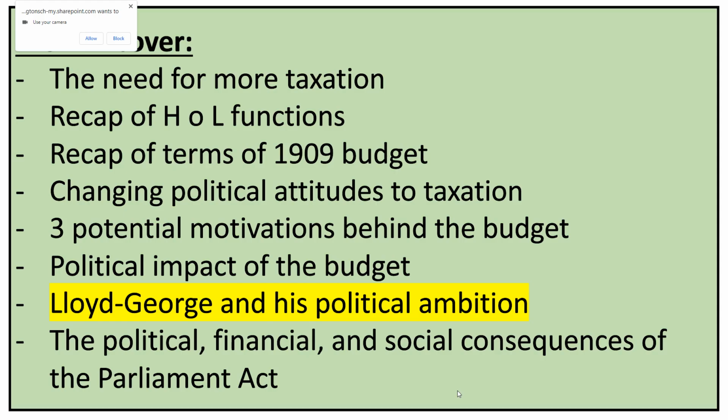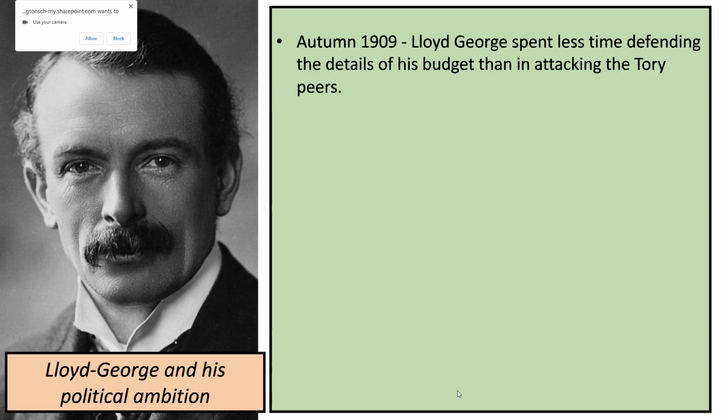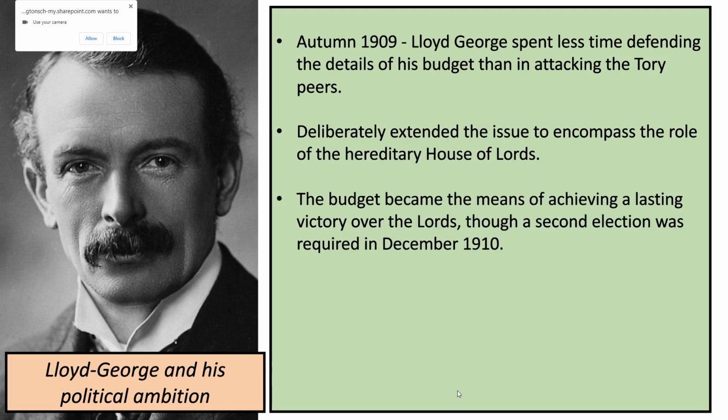Okay, so Lloyd George and his political ambition. In autumn 1909, after the Lords have rejected the budget, he spends a lot of time attacking the Tory peers, attacking the House of Lords, and less time defending the details of his budget. So again, the motivation behind the idea is that Lloyd George has done this deliberately to antagonise the House of Lords. This budget becomes, for Lloyd George, basically a means of achieving his lasting victory over the Lords.